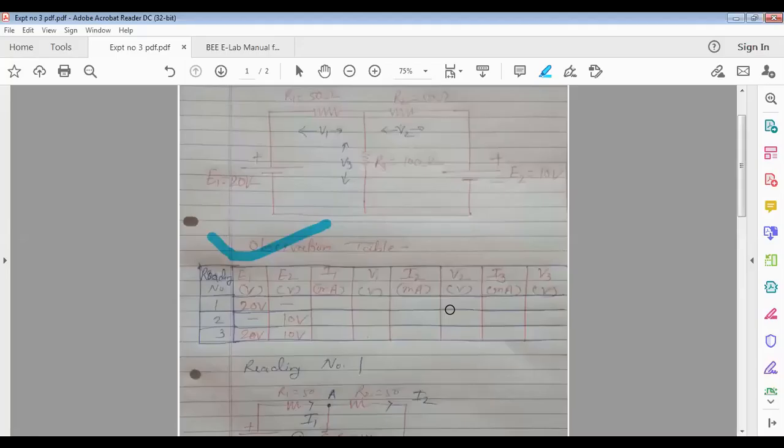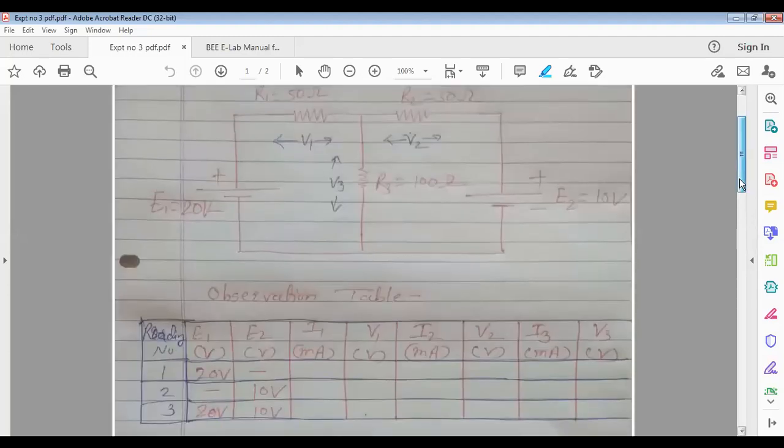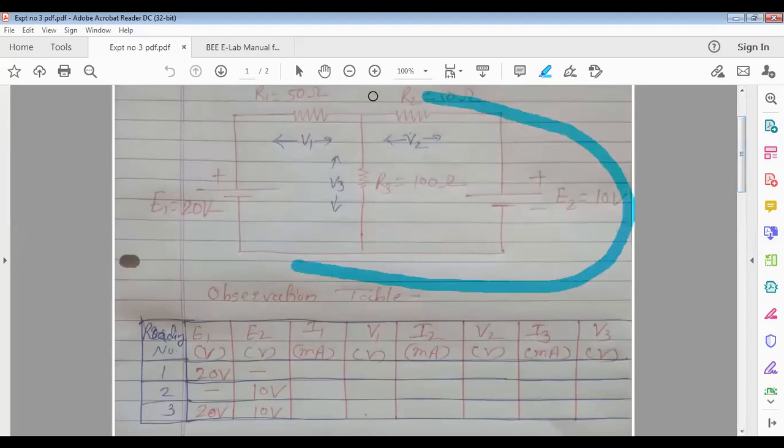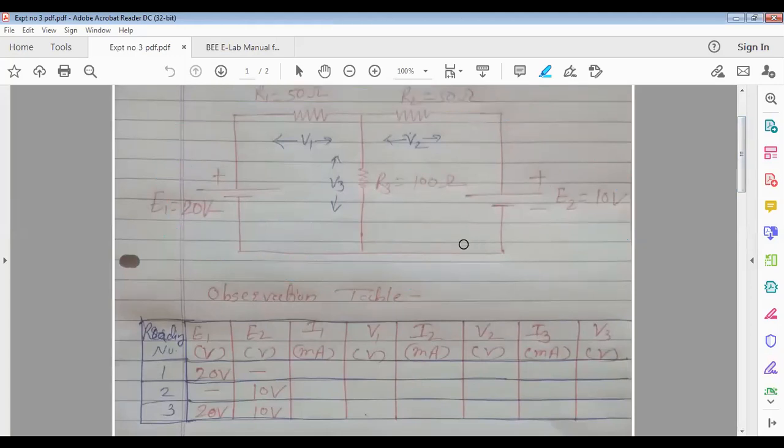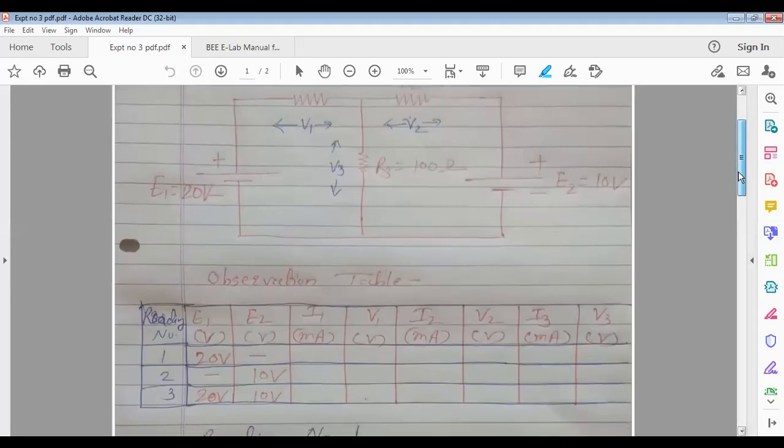Once you finish this observation table, you have to complete the result table. In this experiment, our intention is first to use the simulation software. Before the pandemic, we gave students all these components and asked them to make the connections. Voltmeter across and ammeter in series, and students performed the practical. Battery sources, rheostat we gave them. But due to the pandemic, everything went online, so we are using simulation software. In this experiment we further have to do the verification of KVL and KCL.